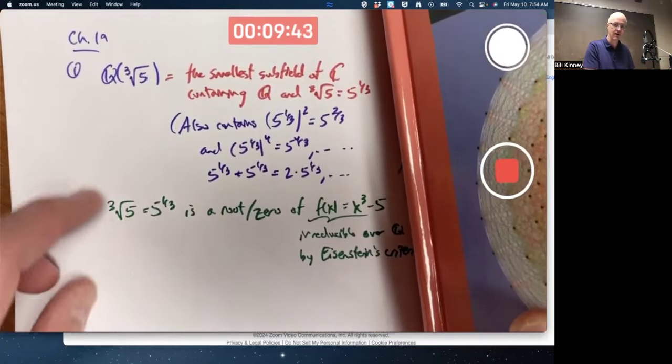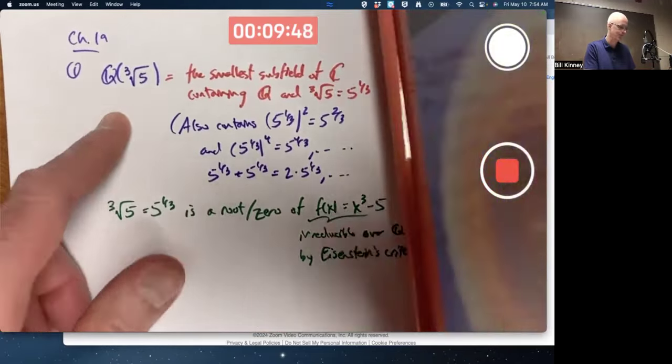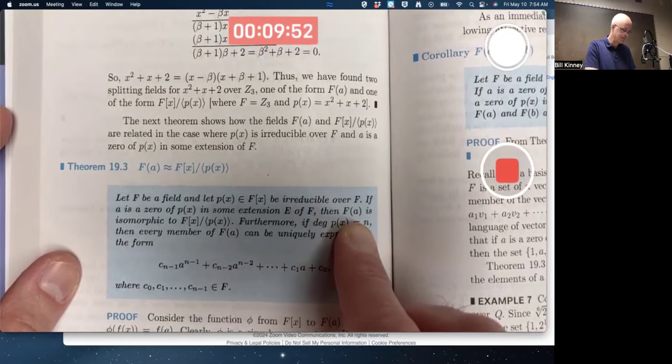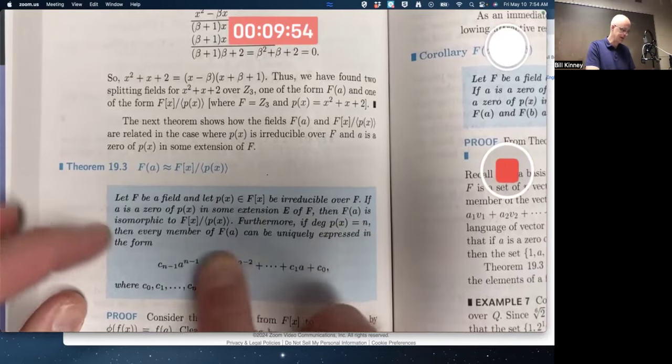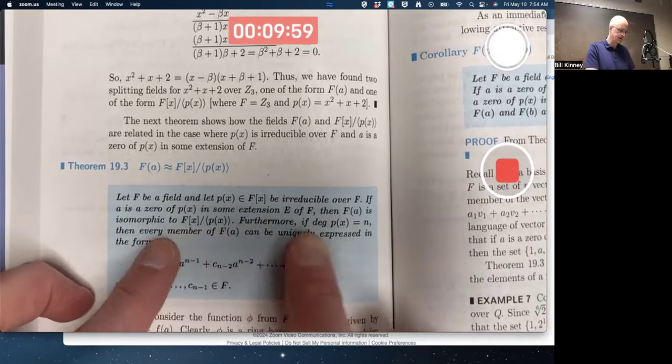Cube root of 5 is a zero of that thing, and it will be in this field. Then, yeah, if you adjoin that root, you can say it's isomorphic to a certain factor ring, which is a field. Furthermore, here's the part I want to focus on.